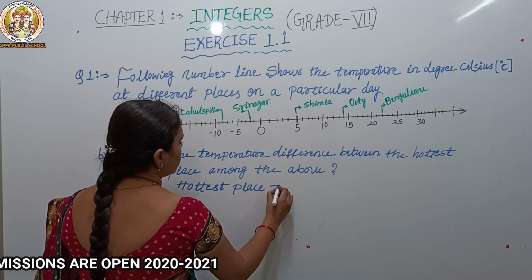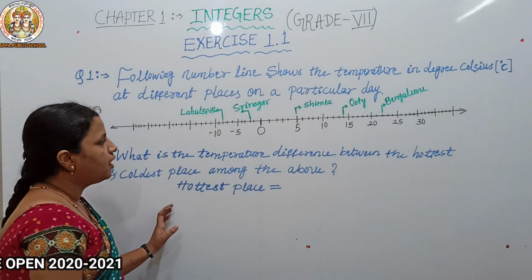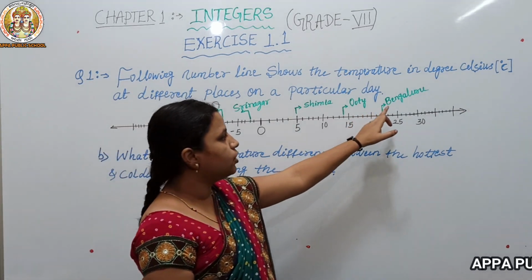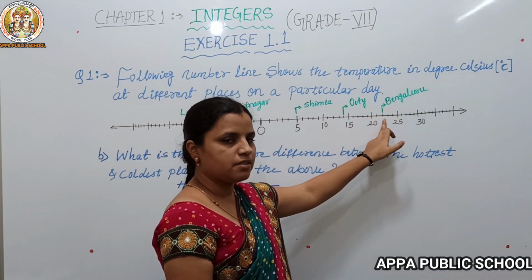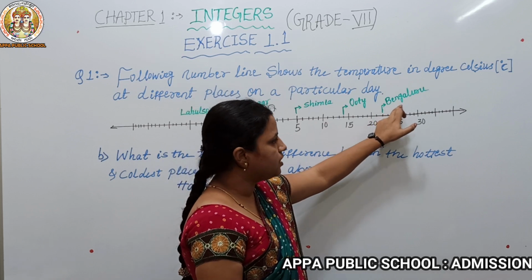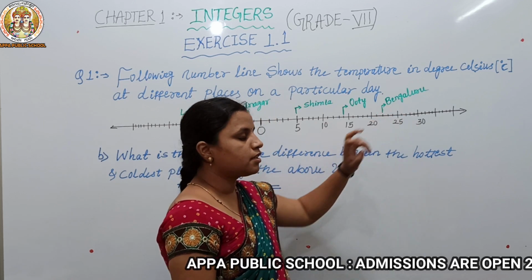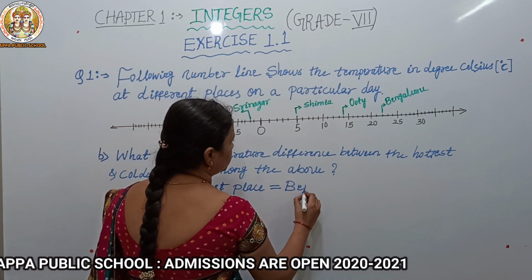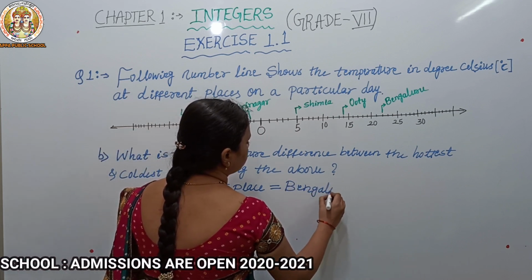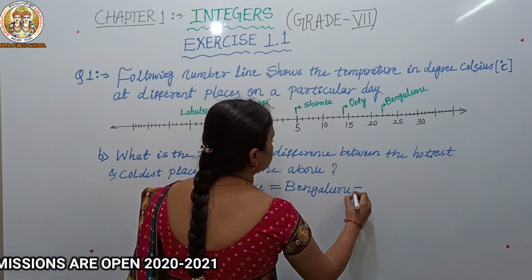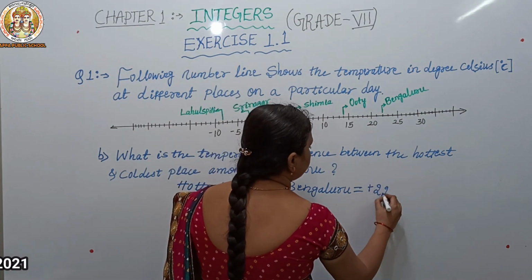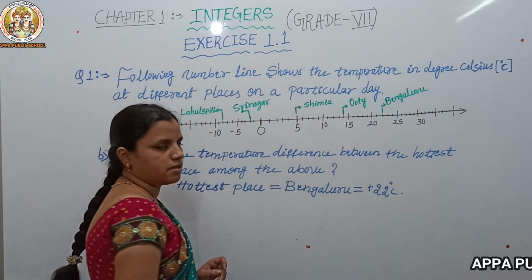Which is the hottest place? As you know, I told you the temperature of the different places. Bangalore is at 22 degrees Celsius. It is the highest, so this becomes the hottest place. So, the hottest place is Bangalore, and its temperature, as I already said, is plus 22 degrees Celsius.